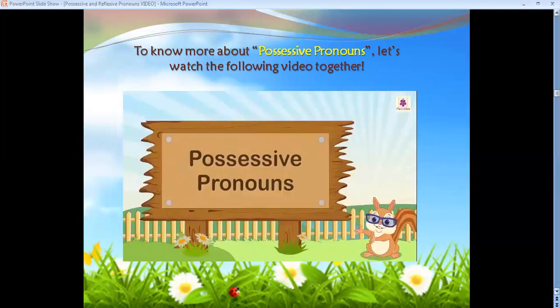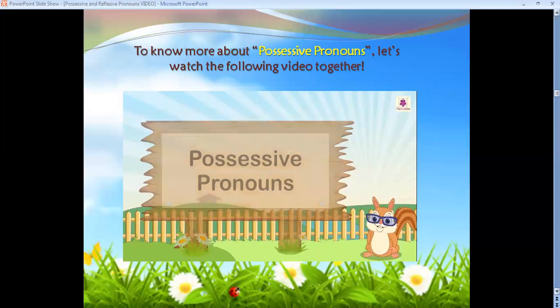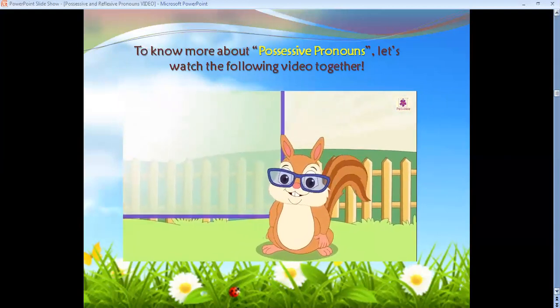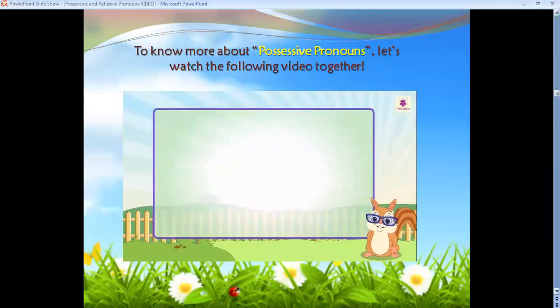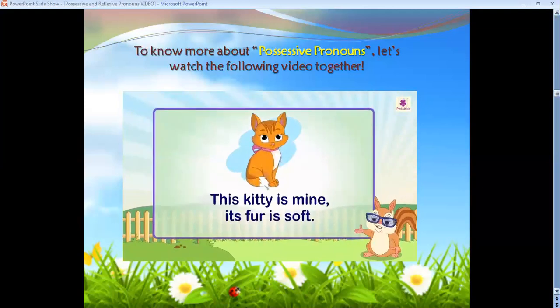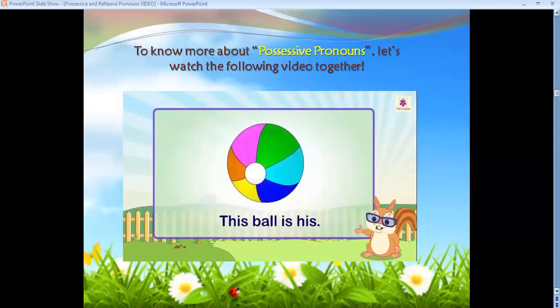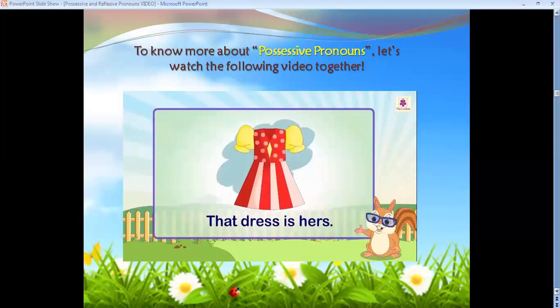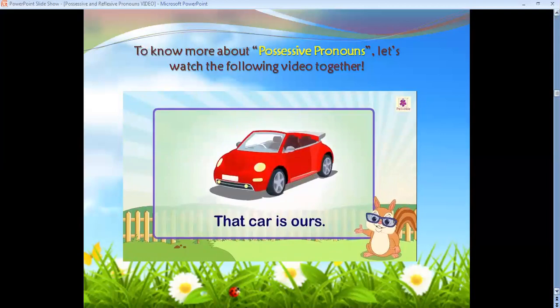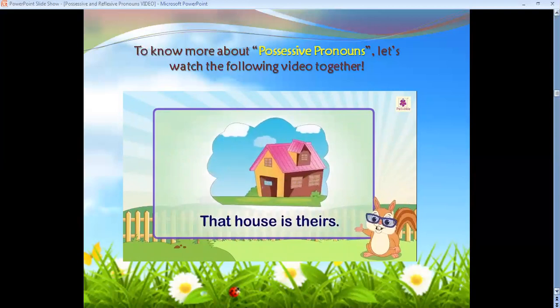Possessive pronouns. Look at these sentences. This kitty is mine. Its fur is soft. Is that bicycle yours? This ball is his. That dress is hers. That car is ours. That house is theirs.